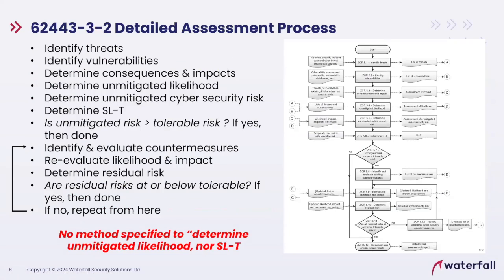And so part of the 3-2 process, if we look at our initial assessment, we say, there's still risk here. Now we have to do a detailed assessment. Again, how to do this stuff is not specified, but what you have to do is specified. First, we have to identify the threats. Then we have to identify the vulnerabilities. We have to figure out the consequences. We have to figure out how likely are these consequences to be realized by these threats, exploiting these vulnerabilities.